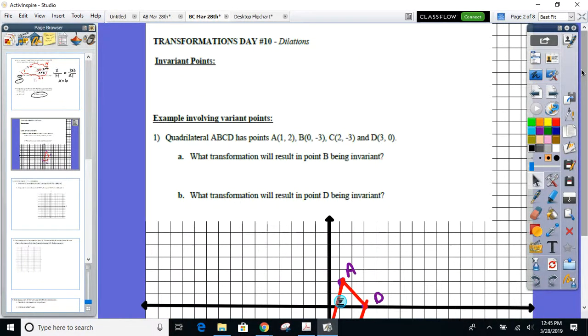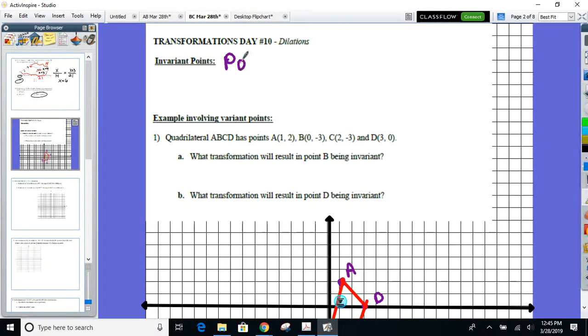Is it possible to do a transformation and one or more of the points don't move? They stay exactly where they are. Is that possible? Have we seen that? Yes, we have. And that's what I'm going to start referring to as invariant points. Invariant points are points that do not move or change after a transformation.